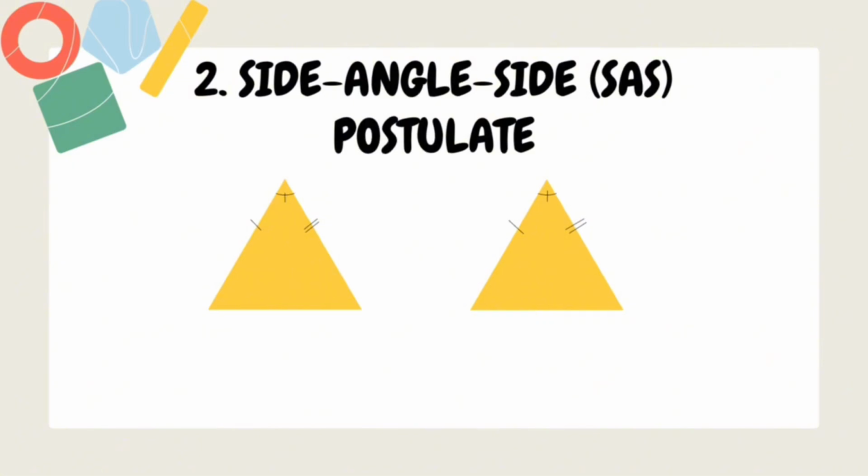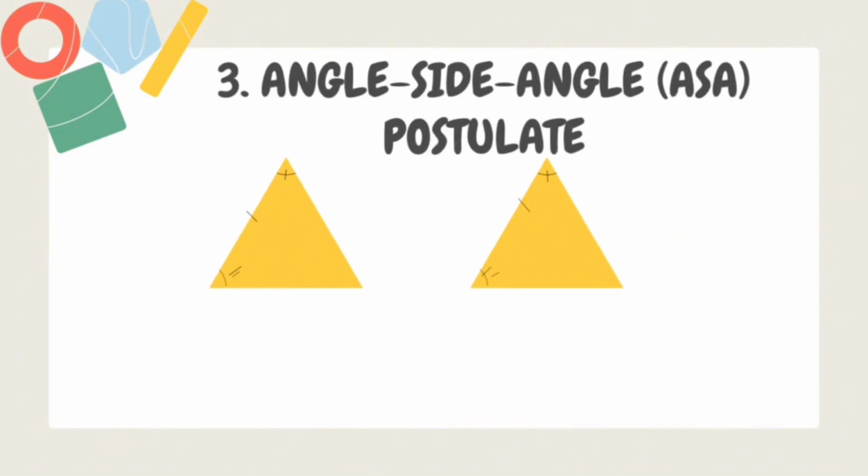You can use tick marks or hash marks to indicate proven corresponding congruent parts of the triangle. Then, the third one is the angle-side-angle postulate. It states that if two angles and the included side of one triangle are congruent to the corresponding two angles and included side of another triangle, then the two triangles are congruent.